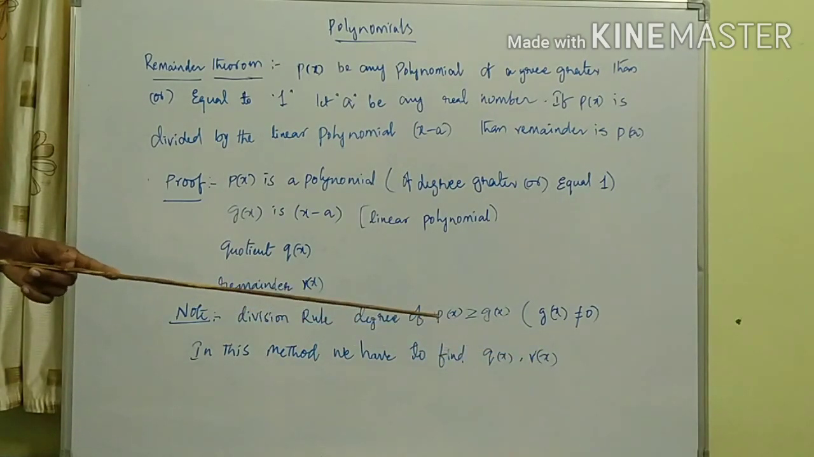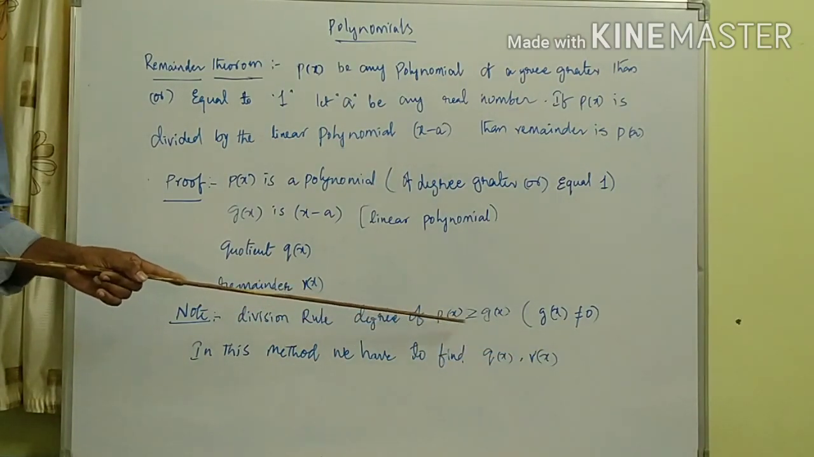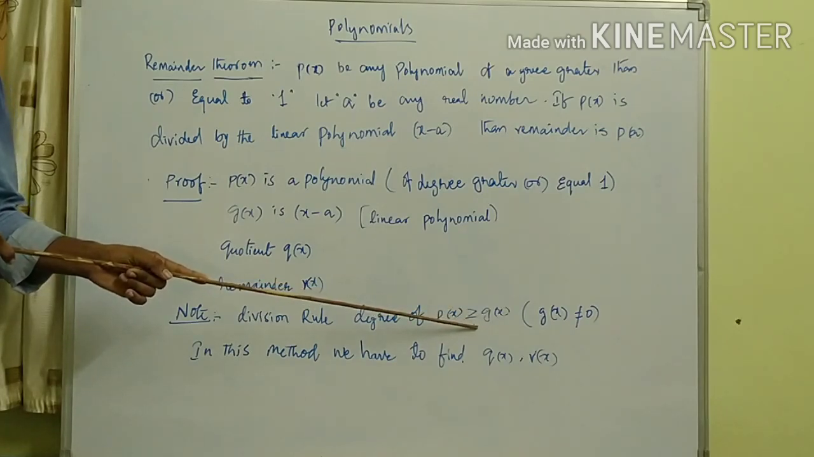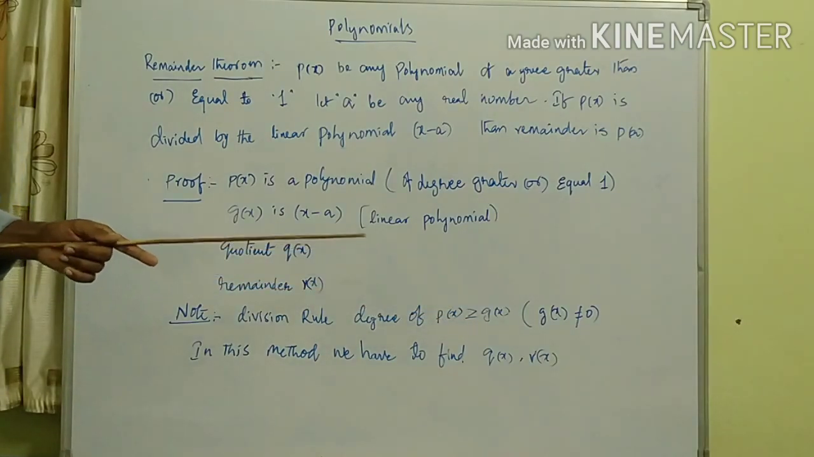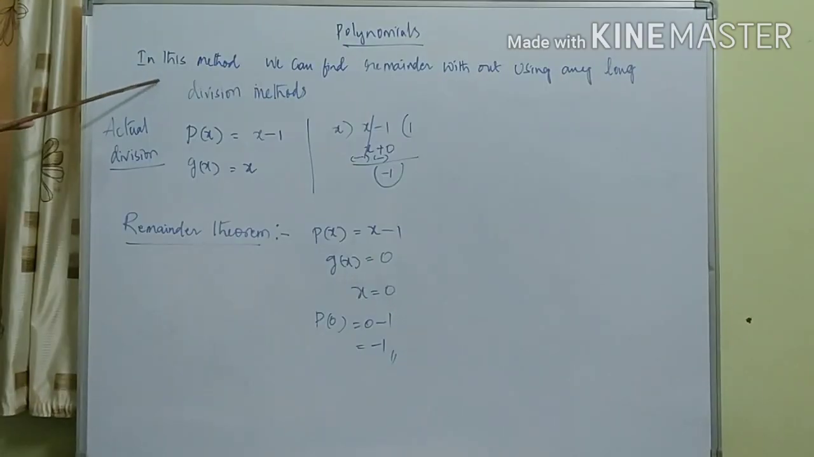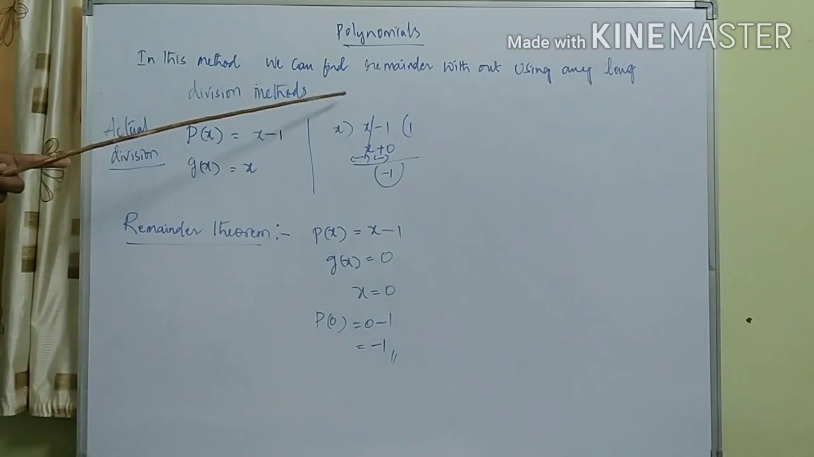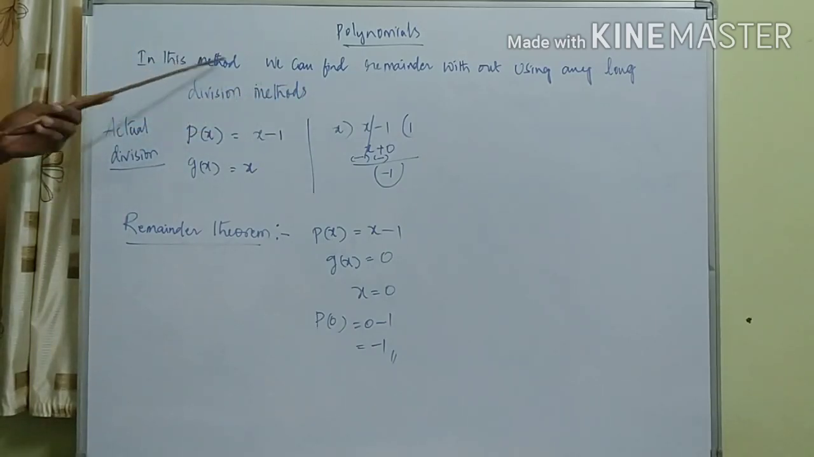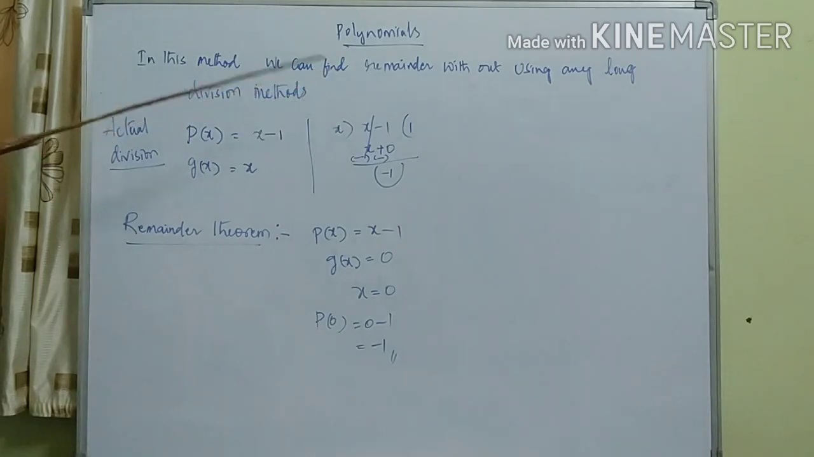The long division method only works when the degree of p of x is greater than or equal to that of g of x. Let's take an example and try to prove this theorem. With the theorem, in this method we can find the remainder without using any long division method.